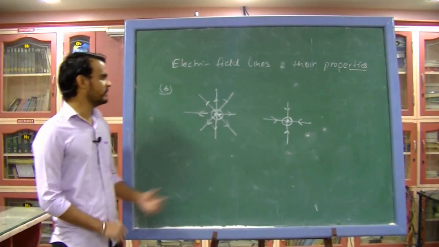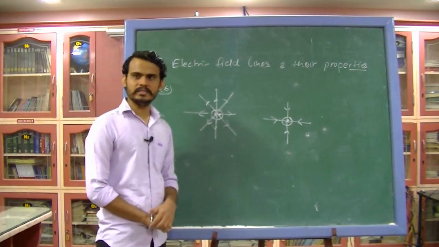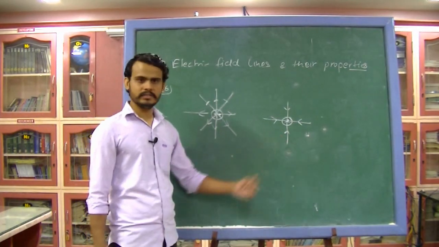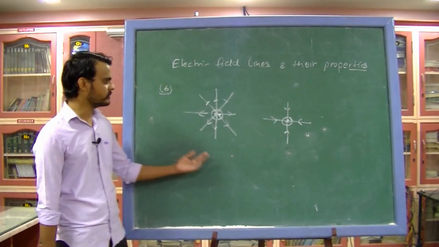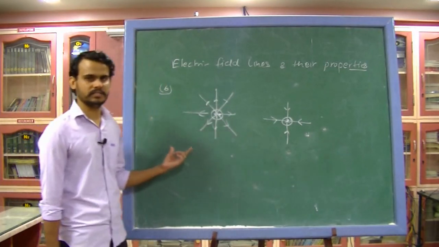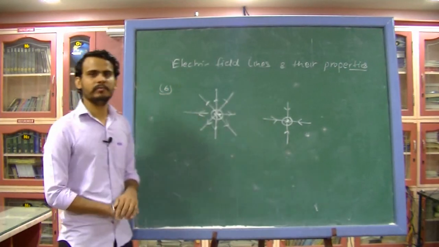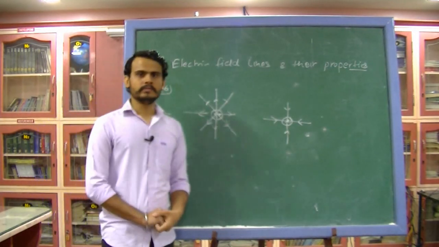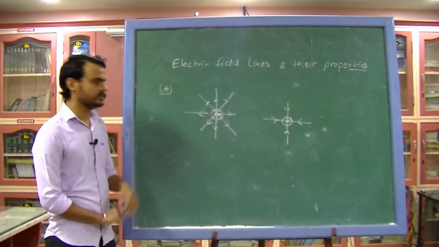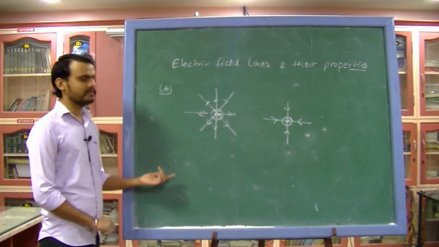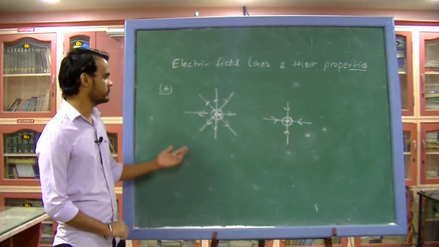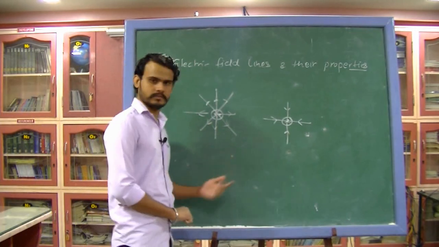Next property, final property, is the number of lines originating from a charge and terminating on a charge is directly proportional to the magnitude of the charge. If the magnitude of the charge is more, number of lines will be more. If the magnitude of the charge is less, number of lines will also be less. So these are the important properties of electric field lines which you should know. There are more properties of electric field lines, but we will see those in later sections.